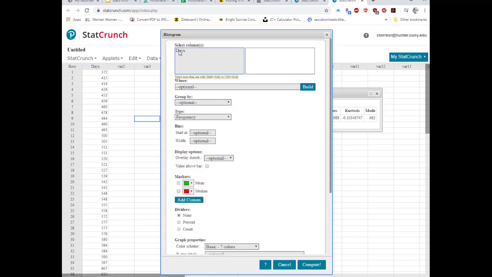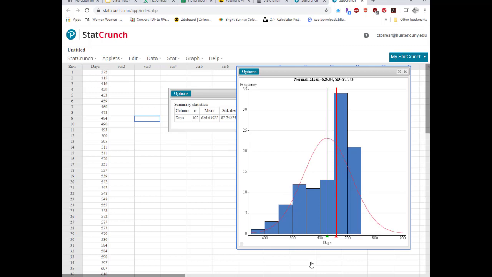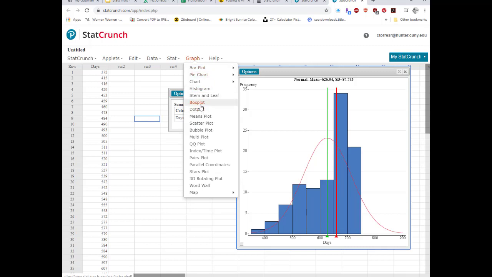Let's do a histogram. Days, mean and median. I love to put the normal distribution overlay on, and hit compute. All right, so here we can see why there's a little bit of a left skew. There's a lot of data over here and not as much balancing it out. But for the most part, we still have a normal shape curve right here. It looks good. The mean and the median are a little bit far away, but we've already determined that it's still okay. Looking good. Next thing, box plot.